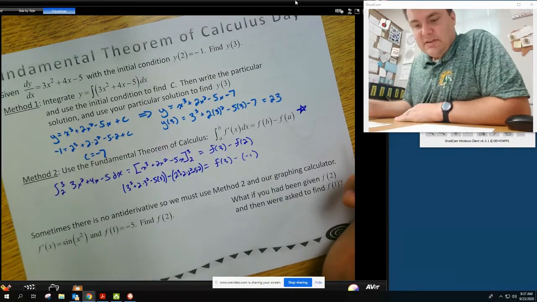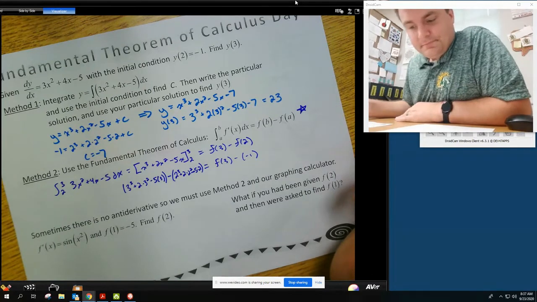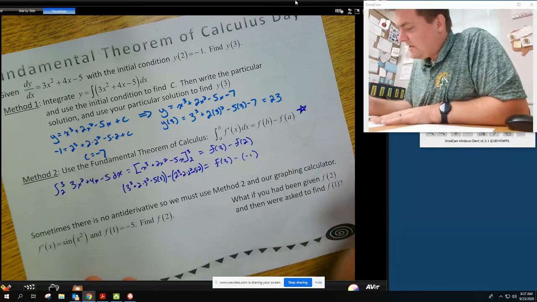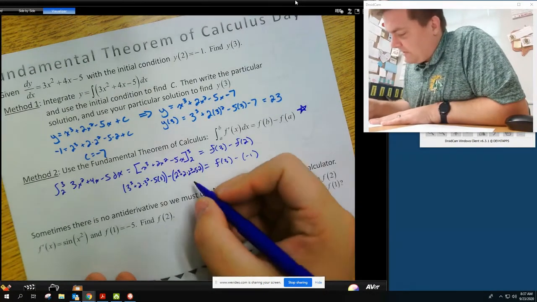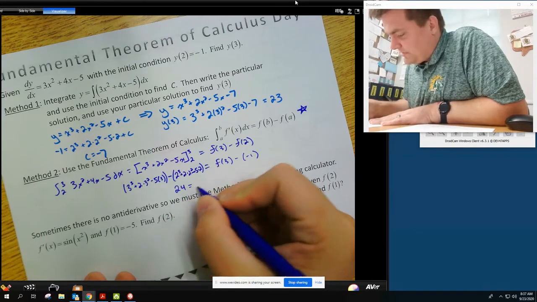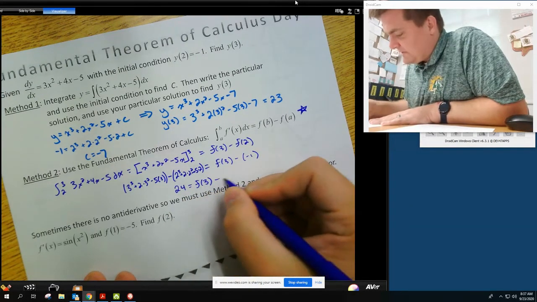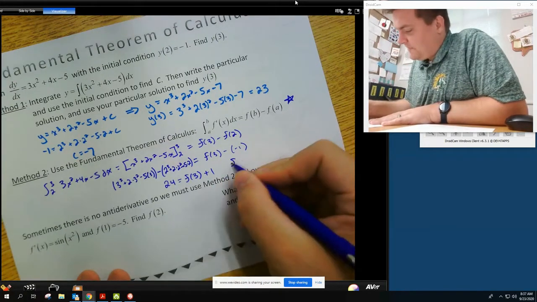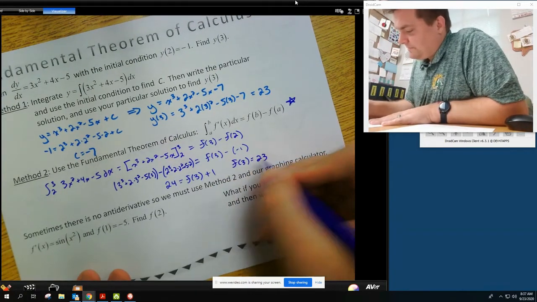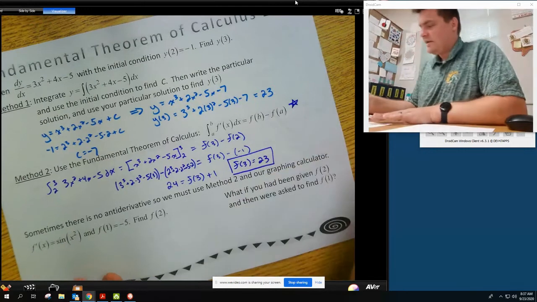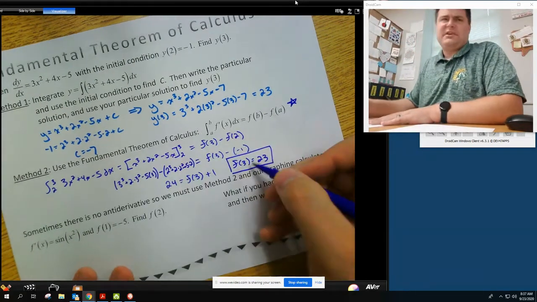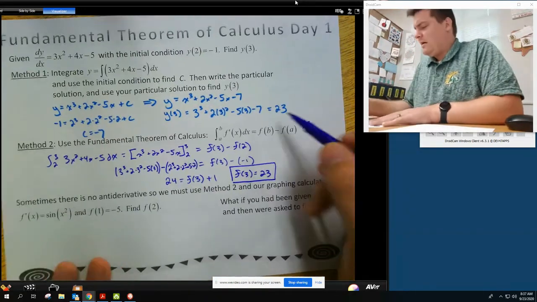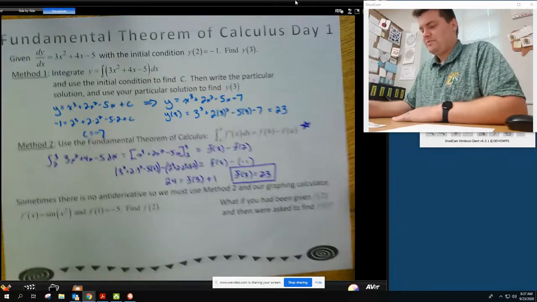This is going to give me 24 equals f of 3 minus, plus 1. So f of 3 is going to equal 23. All right, same thing. I just used f notation here. Not a big deal. We get the same answer.